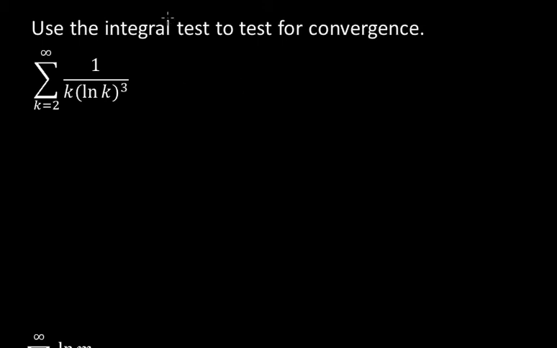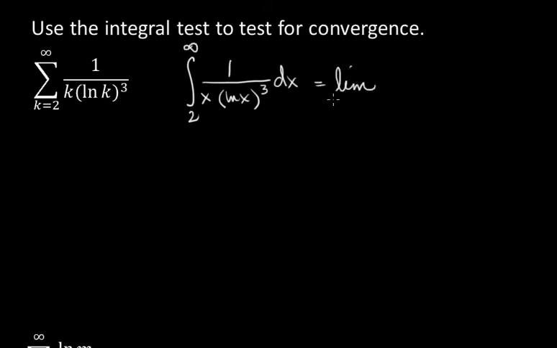All right, so I want to start by writing the integral. The integral from, in this case, 2 to infinity, but you could put 1 to infinity. Oh, no, you couldn't. Natural log 1 is 0. So the integral from 2 to infinity of 1 over x times natural log x cubed dx is equal to, always use the definition, the limit as t approaches infinity. If you skip these steps, you end up making a mistake.